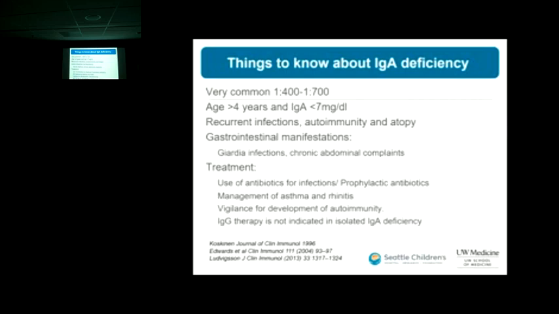Is there a value in necessarily checking subclasses? Personally, I don't find that value because it's not going to change how I manage a patient. If the patient does not respond to vaccines, I'm going to manage them the same way, whether they have a low IgG subclass or not.